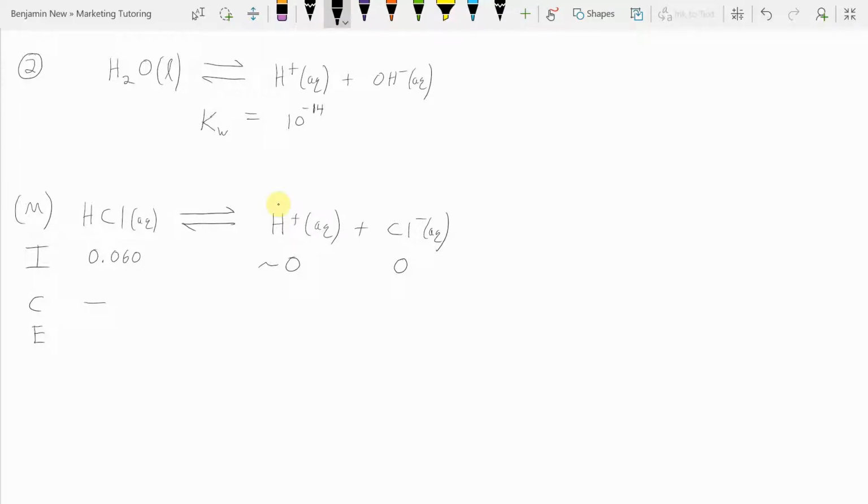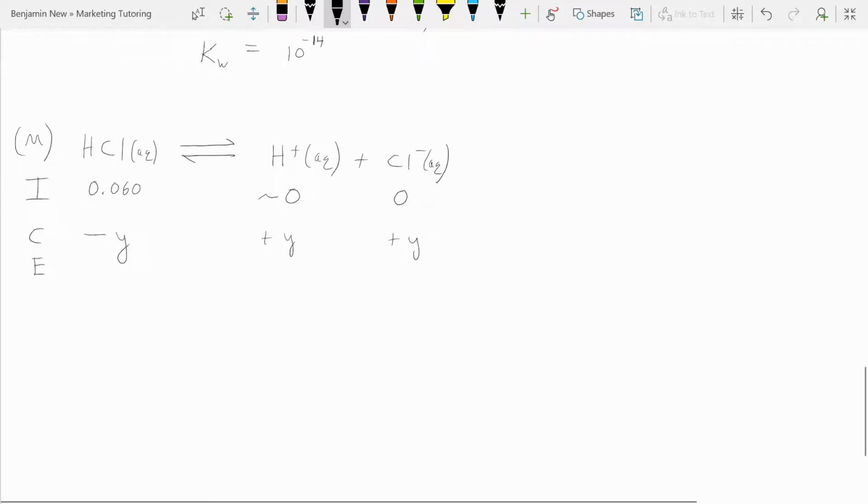So we're going to subtract. We're not going to use x because we already have that variable. Instead, we're going to use y. So if we eliminate y from that side, if we subtract y, and all of our stoichiometric ratios for this reaction are 1 to 1 to 1, then if we subtract y from that side, we consume y molecules of HCl, we're going to produce y molecules of H plus and y molecules of Cl minus.